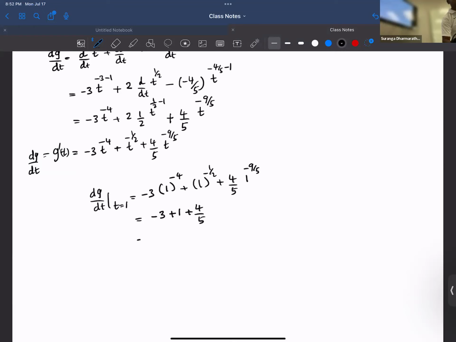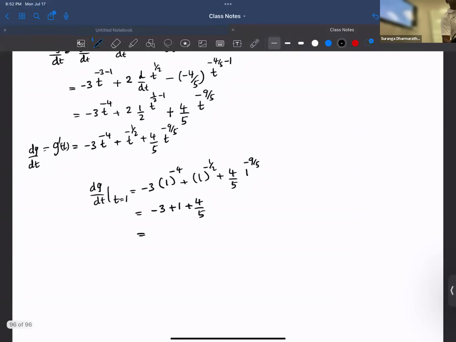Now you can solve it. Your common denominator is 5. So you have -15 plus 5 plus 4, giving -6 over 5. Right? Is that right? This is right.